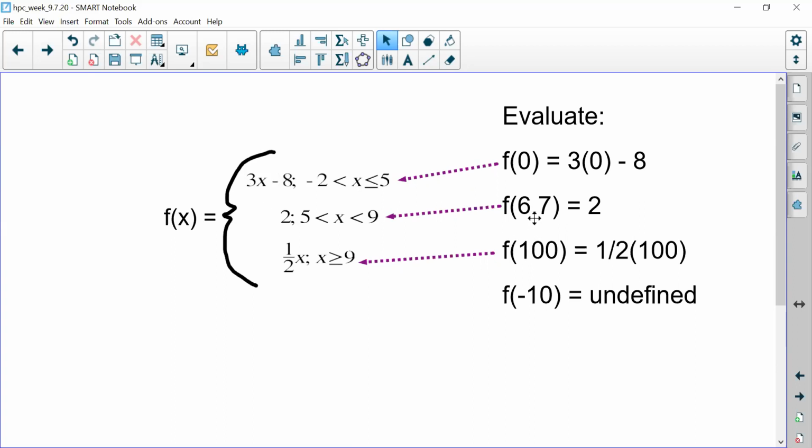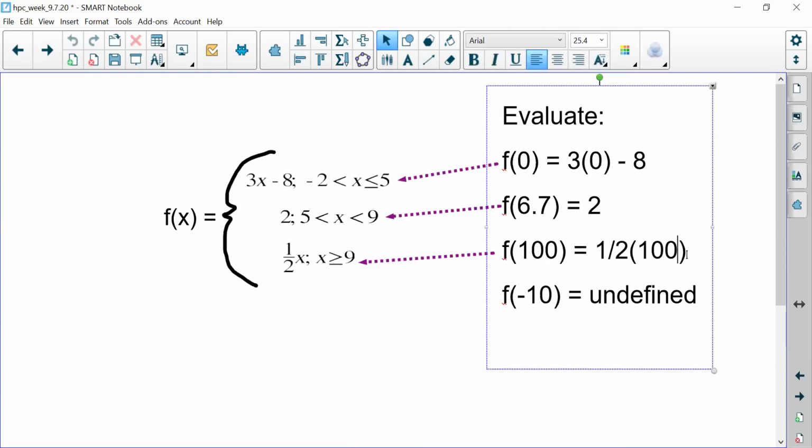Well, what about 6.7? As an x value, 6.7 is in between 5 and 9, so it belongs to this output, which is just 2. This is the easiest problem in the world. F of 6.7 is just 2. No math needed. What about f of 100? Well, 100 is greater than or equal to 9, so it belongs to this piece. So I take 1/2 times 100, and I get 50.